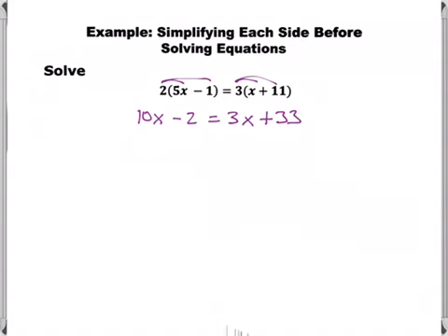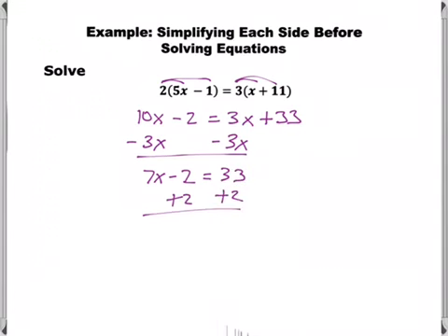The next step would be to get the variables on one side and the constants on the other. So I'm going to subtract 3x from both sides. That gives me 7x minus 2 equals 33. I'm now going to add 2 to both sides. And I've got 7x equals 35. I need to divide both sides by 7, and I get x to equal 5.